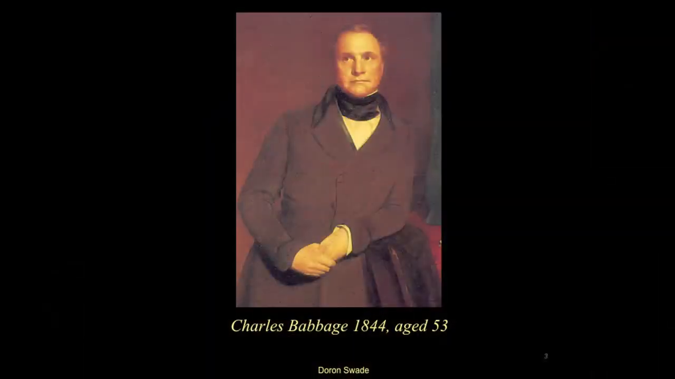This is now already 1844. So by this stage, he's already partly rehabilitated and enjoying the esteem. He has an oil painting by Lawrence, a famous portraitist. And so by this stage, he's already, to some extent, redeemed.